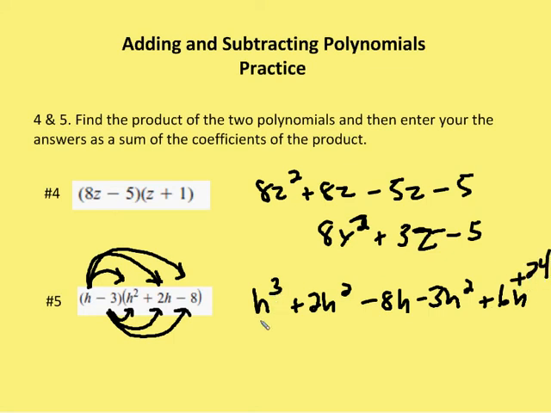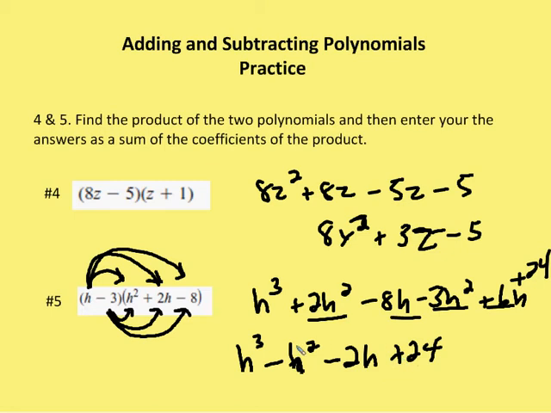Now I combine like terms. I have h to the third. That's the only cubed value. So h to the third, plus 2h squared minus 3h squared gives me minus h squared. Minus h plus 6h gives me minus 2h. And then I have plus 24. So my resultant value is h cubed minus h squared minus 2h plus 24.